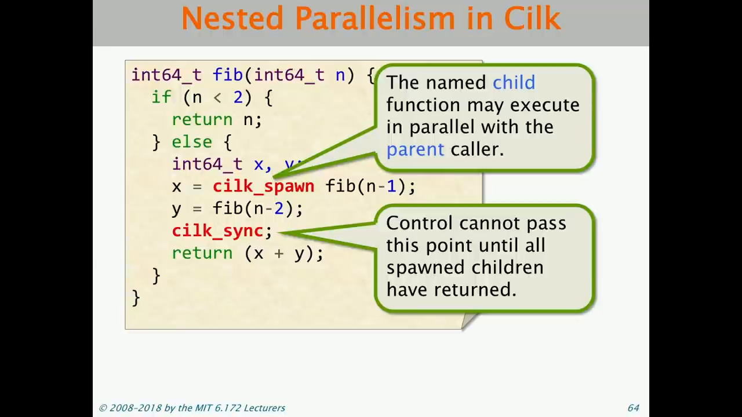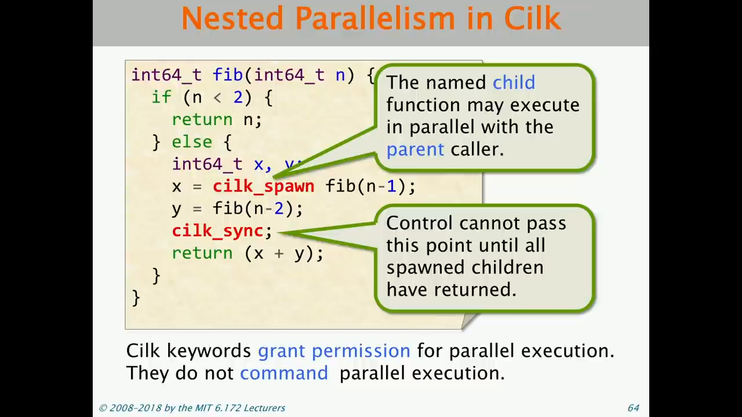One important thing to note is that the Cilk keywords grant permission for parallel execution, but they don't actually force or command parallel execution. So even though I said cilk_spawn here, the runtime system doesn't necessarily have to run fib of n minus 1 in parallel with fib of n minus 2. I'm just saying that I could run these two things in parallel, and it's up to the runtime system to decide whether or not to run them in parallel based on its scheduling policy.